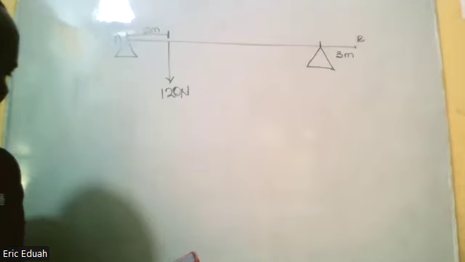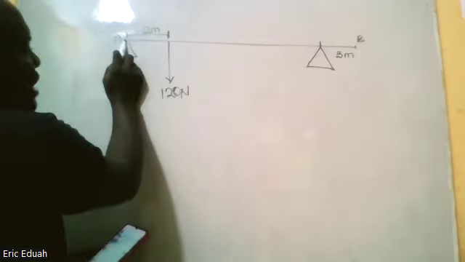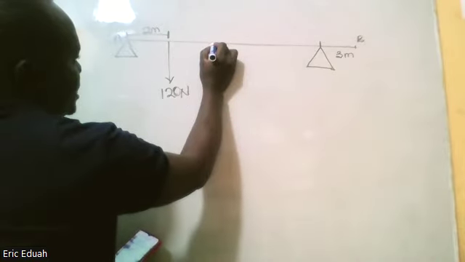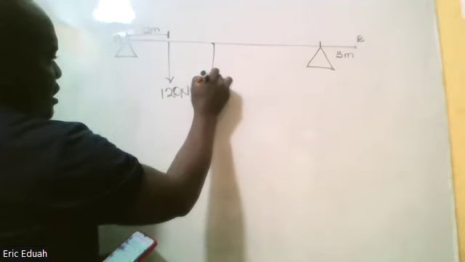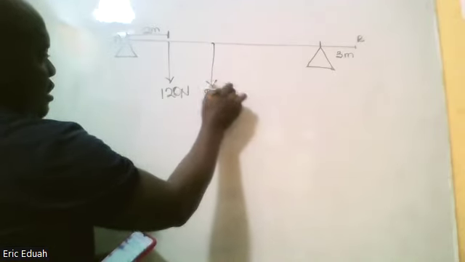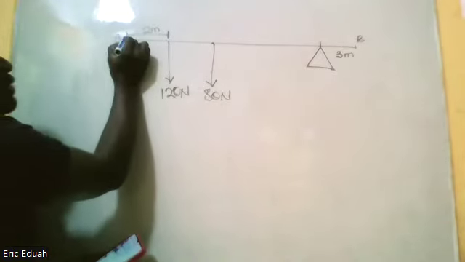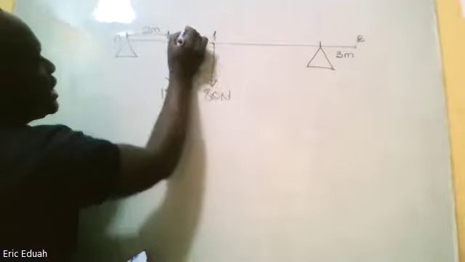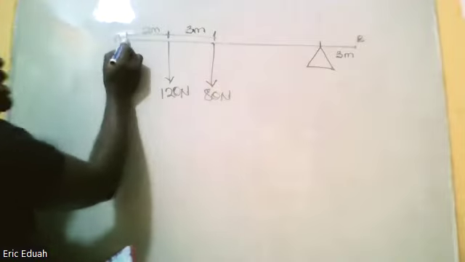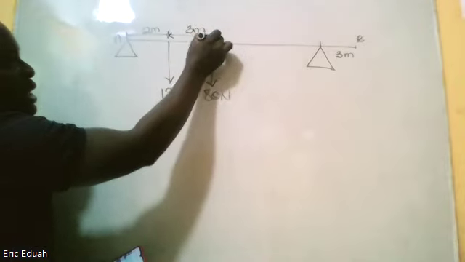80 Newton, 5 meters from the left hand end. So from this same left hand end, we have another load of magnitude 80. So if it is 80 Newton from the left hand end, then if this is 2, we should have this to be 3. Because from the end to where this load is, we have a total of 5 meters.